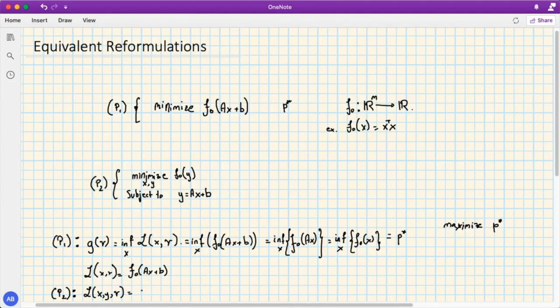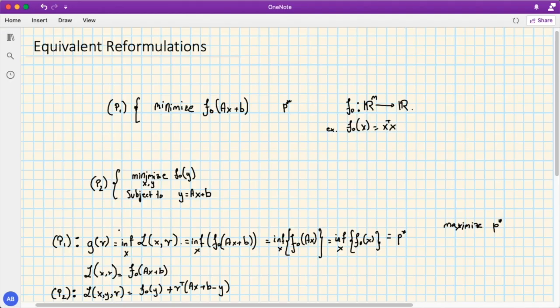So what is it? It is f0 of y, from what we know from previous lectures, plus nu star multiplied by the constraint, right? So it is Ax plus b minus y equals 0. So I get Ax plus b minus y, right? So this is my Lagrangian function of problem P2, of course.